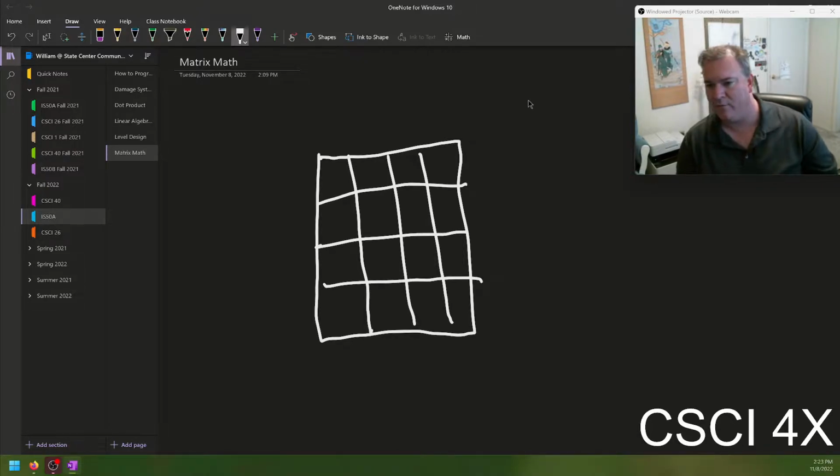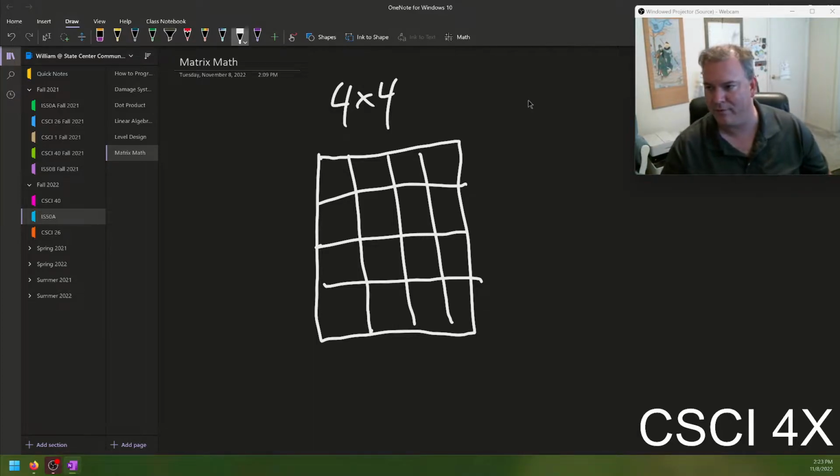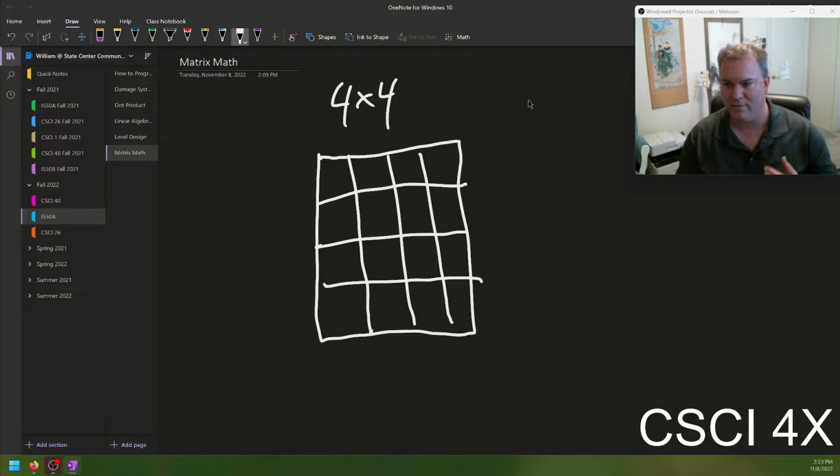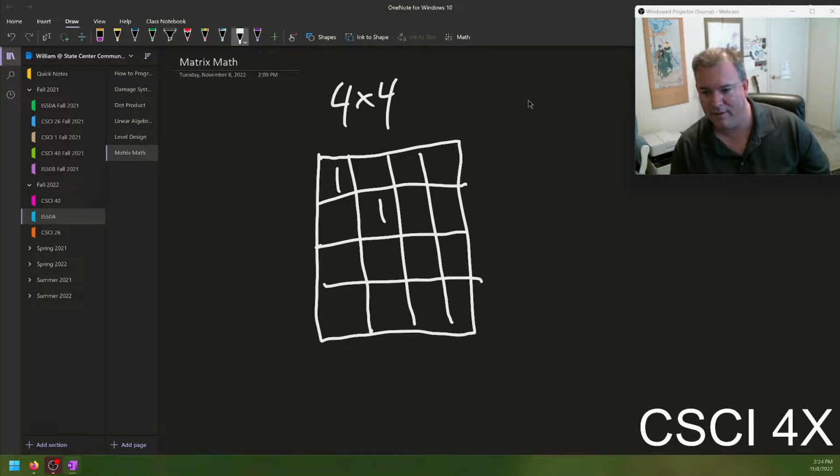So this 4x4 matrix is used everywhere in 3D graphics. If you look at Intel CPUs, they accelerate 4x4 matrix operations. The reason for that is because when you do 3D graphics, everything takes place inside of a 4x4 matrix. And so the way these things look is, if I don't draw something in there, it's a 0. Okay, so this thing here is called the identity matrix.